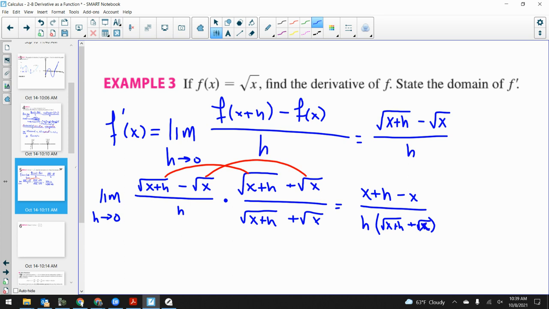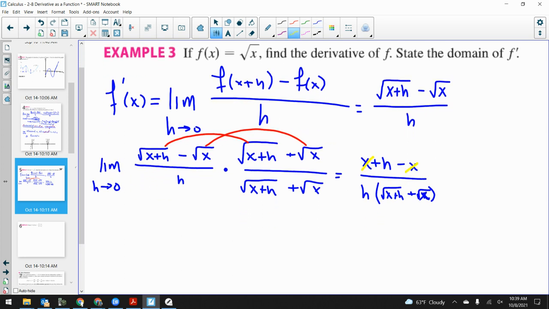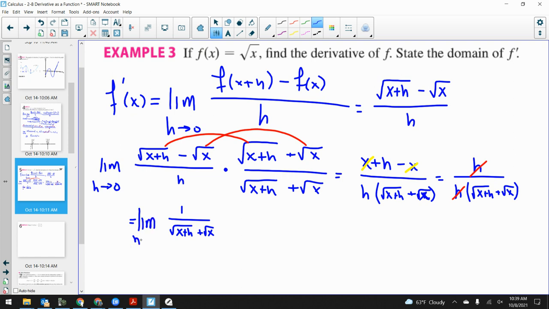That's an x. Okay, look at our numerator there. The x's cancel, leaving us an h over h radical x plus h plus radical x. Now my h's can cancel. Now we take those h's away, which leaves me with a 1 over square root of x plus h plus the square root of x. And again, that's the limit as h goes to 0.